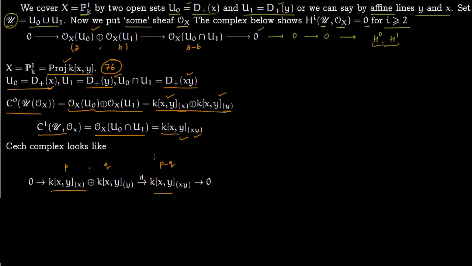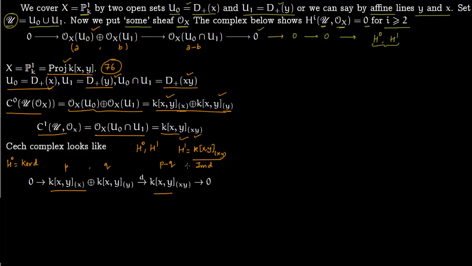So we want to discuss two things. To compute H0 and H1, we want to know the image of the map and the kernel of the map, because here everything is getting mapped to 0. So H1 would basically consist of this entire module, k[x, y] localized at xy, and you mod out the image of d. For H0, because 0 is coming in, you just have to talk about the kernel of d, because it's kernel over the image of the previous map. The previous map is just 0, so just the kernel of d.